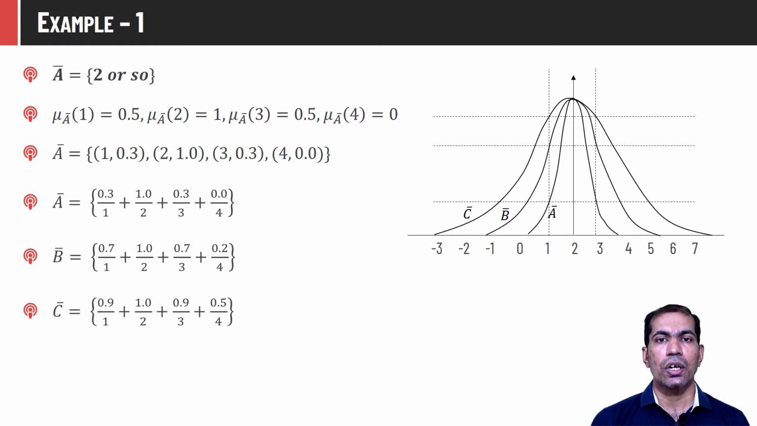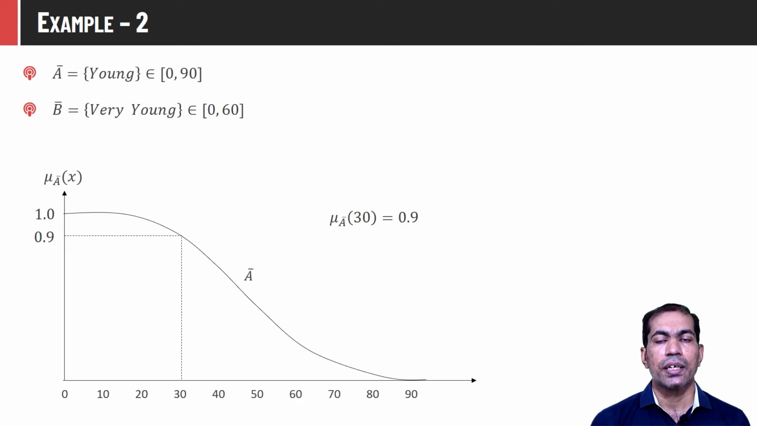So it depends on us what type of membership function we use to model the given phenomenon. For the same element, different membership functions will return different membership values. This example I have already discussed in the introduction to fuzzy logic video. If you have not watched it, please watch it first.